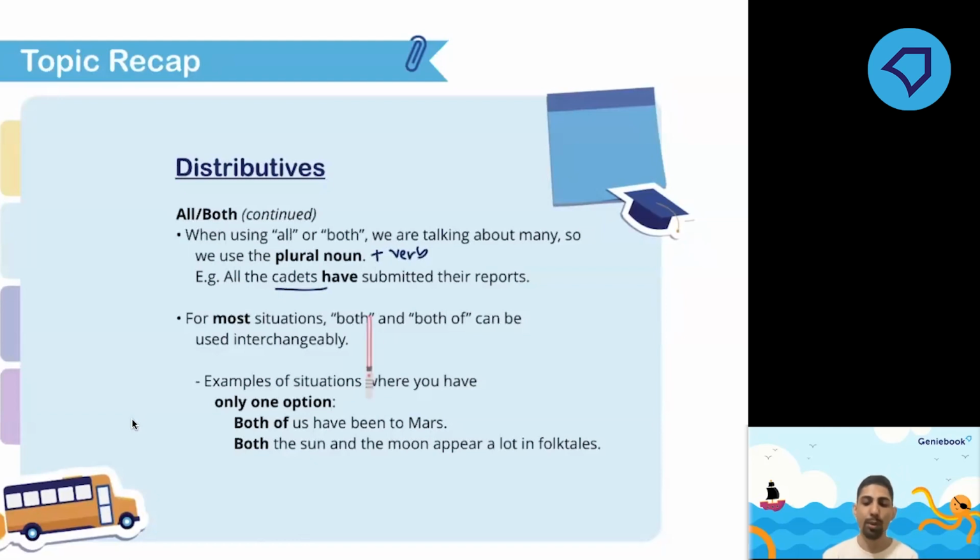All and both, and both of, can usually be used interchangeably, but there are some situations where you can only use one option. For example, the first one says both of us have been to Mars. If you try dropping the of, you will see how it sounds weird. Both us have been to Mars. That sounds weird, right? You have to say both of, and the group is us, so both of us.